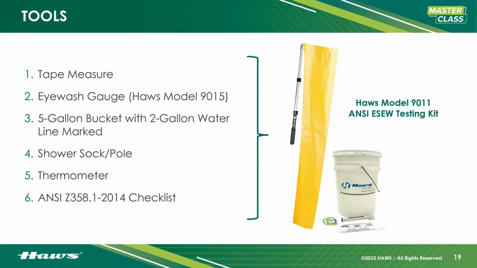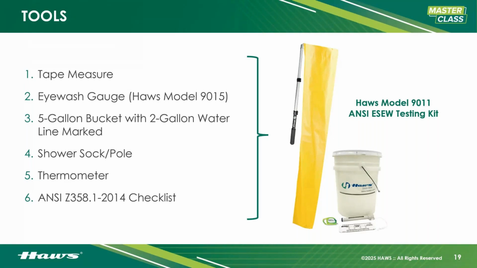Now, what you're going to need for this testing is something similar to what you see on the right, or exactly what you see on the right. This is our Haws 9011 test kit. The tools that you're going to want to get your hands on are a good tape measure, okay, an eyewash gauge. This is designed based on the ANSI Z358.1 standard. They have a section with a drawing at the bottom that told us exactly how to make this thing, and I'll explain how it's used here shortly.